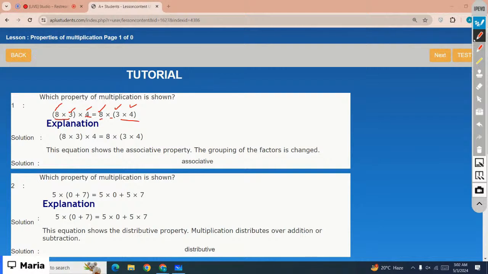You have three numbers involved here, so that is known as the associative property. The grouping of factors, just the grouping is changed. Like first, you have to solve 8 times 3, then multiply it by the 4, right? On the other side, you have to do 3 times 4 and then multiply it by the 8. So that is the associative property, right?